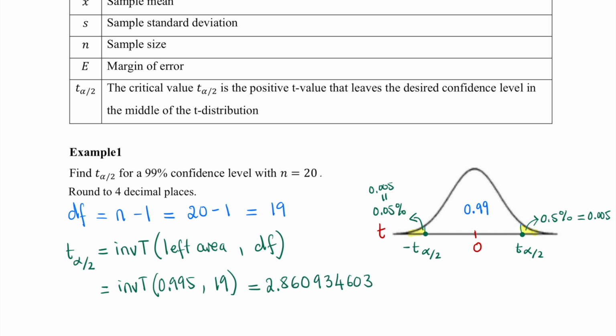And the question is asking for 4 decimal places. So we have 2.8609. So the critical value t of alpha over 2 for a 99% confidence level with the sample size of 20 is approximately 2.8609.